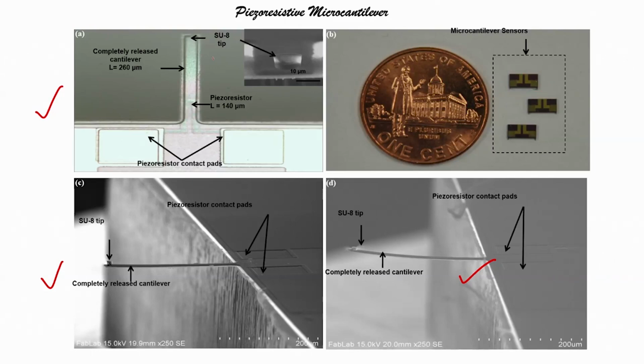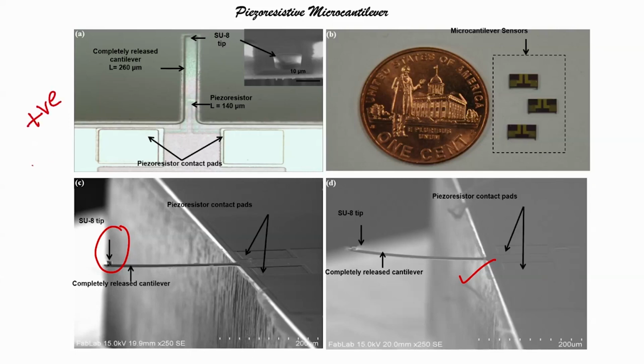So, what is there on the tip? On the tip of this cantilever, as you can see, there is an SU8 material. This tip is made up of SU8. Here you can see the SU8 tip. So, what is SU8? SU8 is a negative photoresist. We have seen photolithography, and in photolithography we have seen there are two types of photoresist.